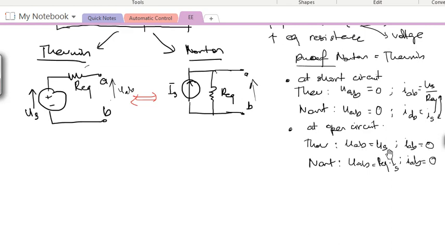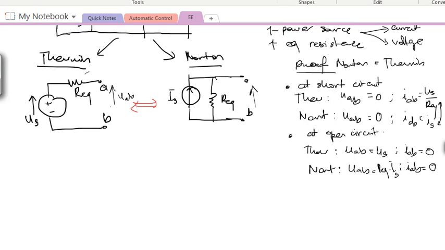And UAB for Thevenin is equal to US. For Norton, it is equal to R equivalent times IS. And we know by Ohm's law that US is equal to R equivalent times IS. So it means Thevenin and Norton at open circuit condition are also equivalent. So from here we can say that no matter the condition, whether it be short circuit or open circuit, Thevenin and Norton, from the point of view of AB, are exactly the same circuit. So you can use either the form of current supply or voltage supply. From the point of view of AB, they are exactly the same circuit.